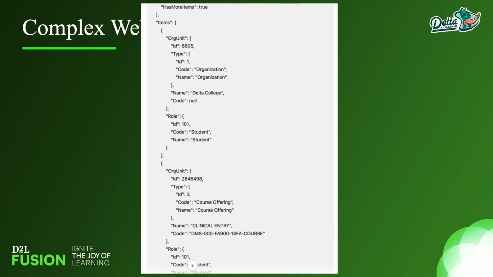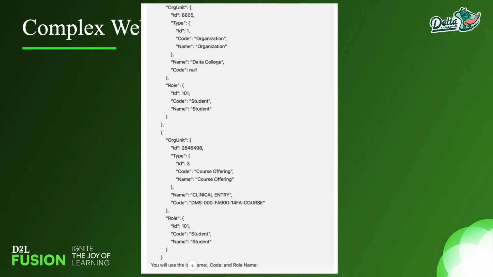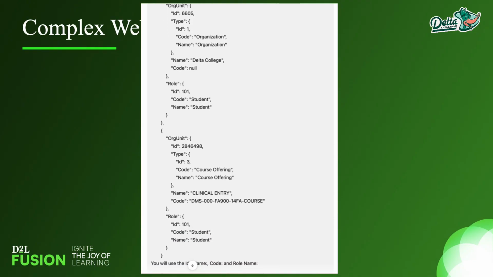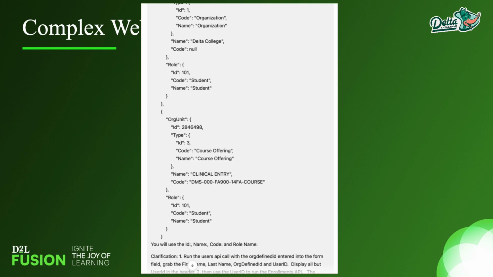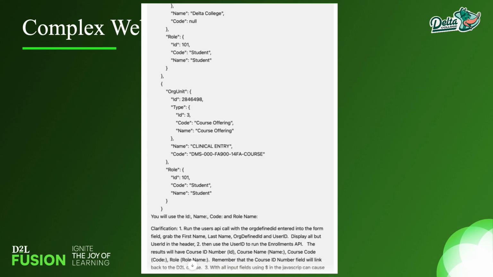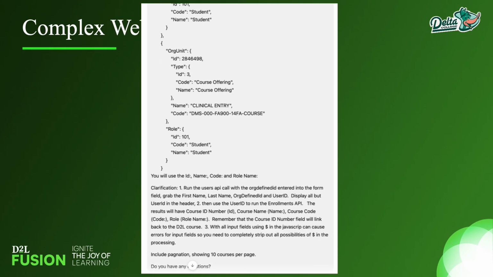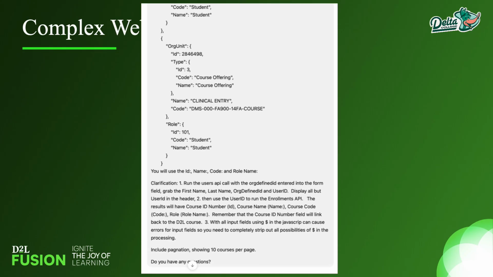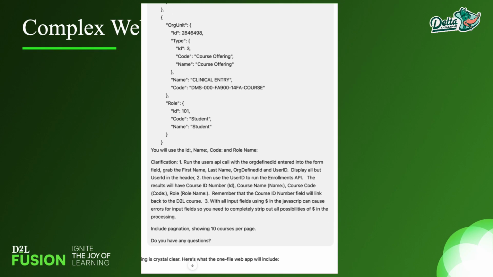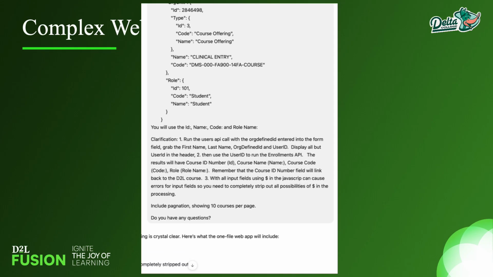I also need to have some pagination in case the code provides many courses, so showing 10 courses per page. And then I want to make sure that I've specified about the $ sign so that it gets stripped out properly. And then I ask the same question, do you have any questions? Because sometimes the AI doesn't fully understand what you're looking for, and if you ask that question, it'll come back with questions for you to clarify certain tasks. Then when we do that, we actually run the application and it provides the code.